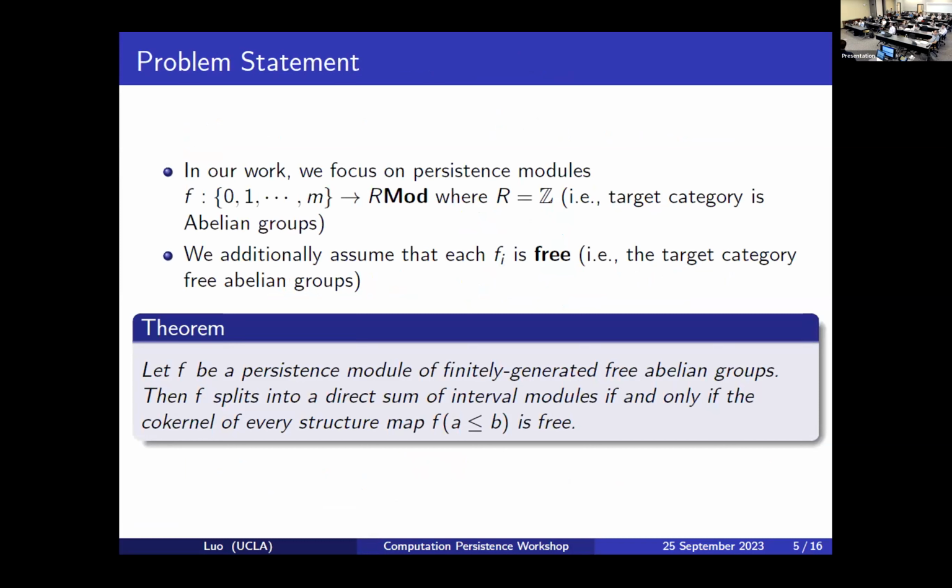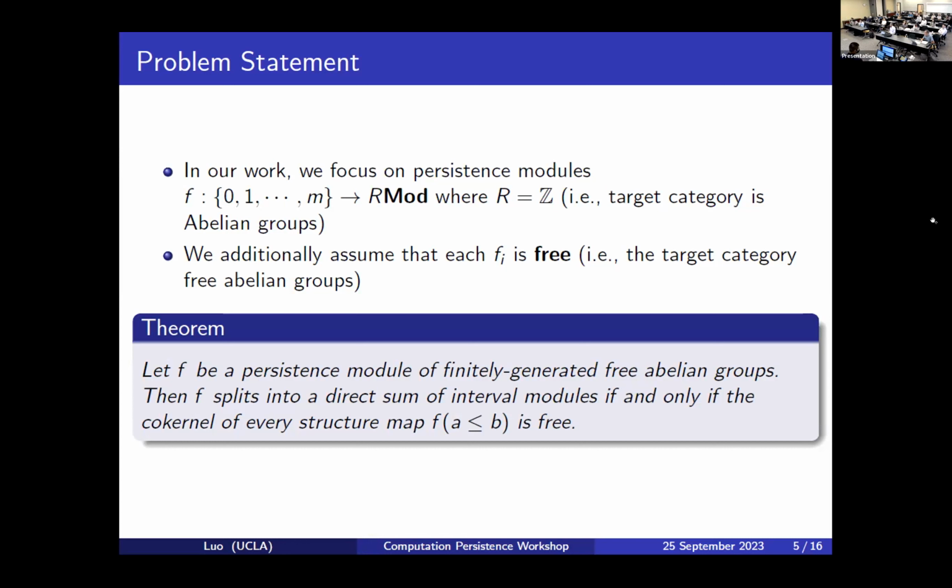In our work, we focus on when the persistence modules have coefficients in the integers. Essentially, this means our ring is the integers, and we additionally assume that each of the modules in our persistence module is free. So the target category for our persistence modules is free Abelian groups.